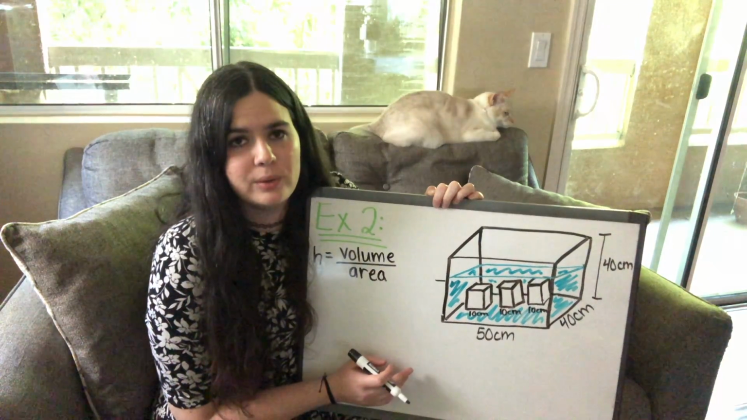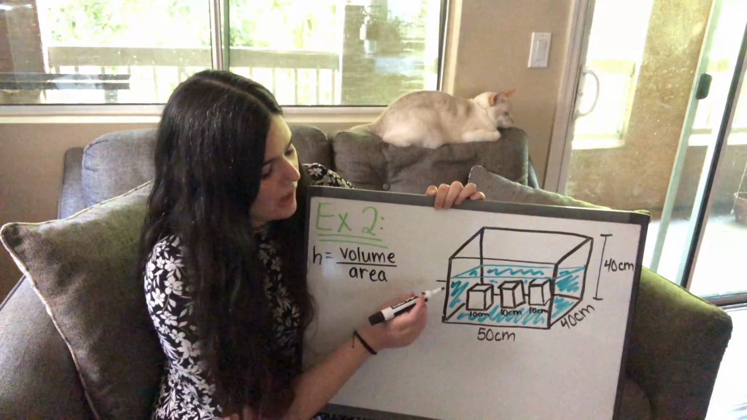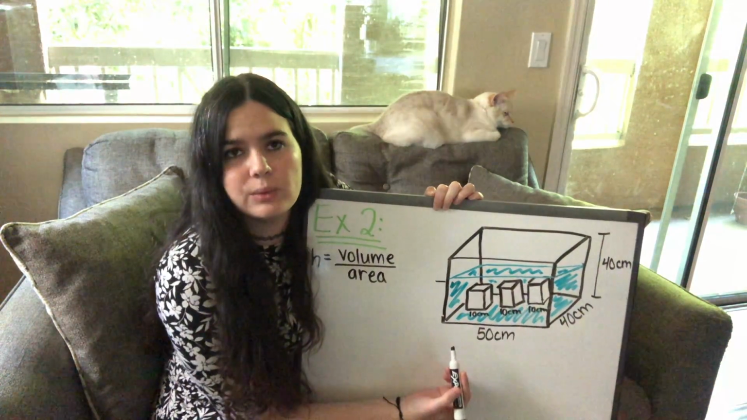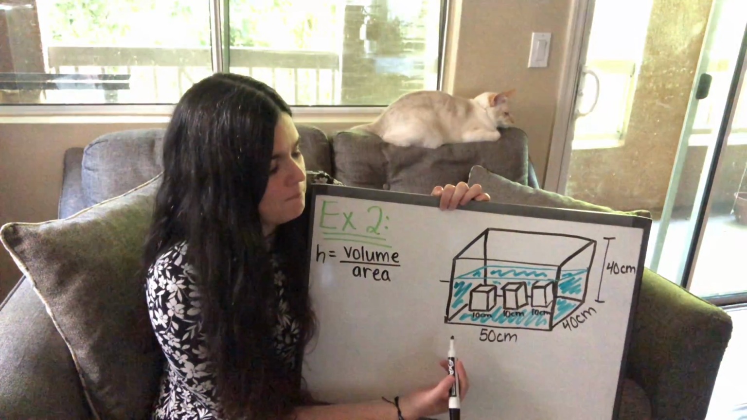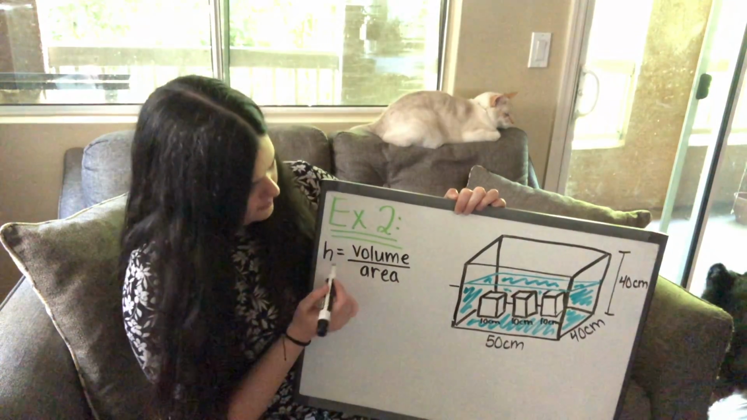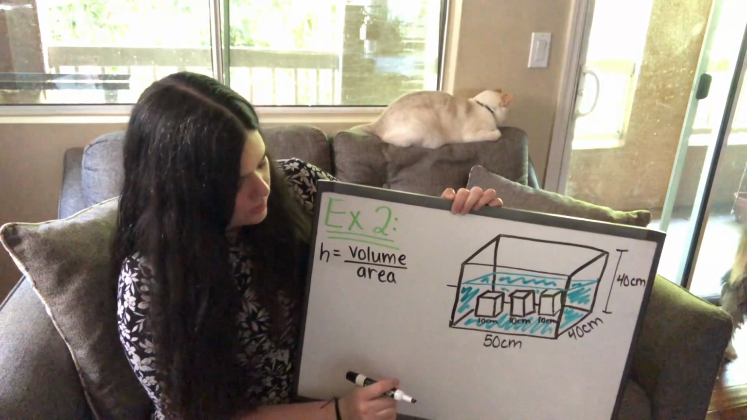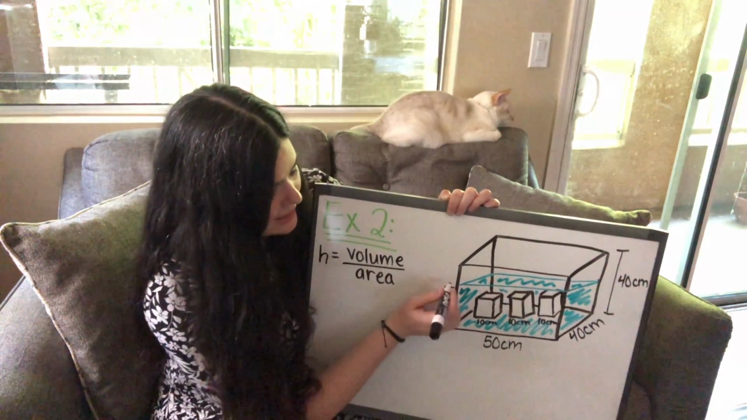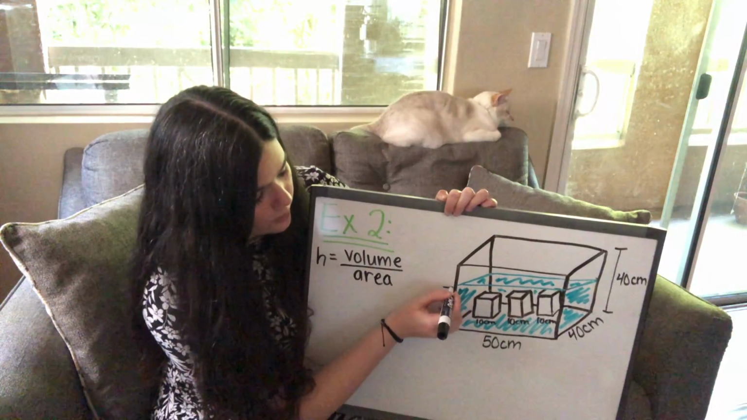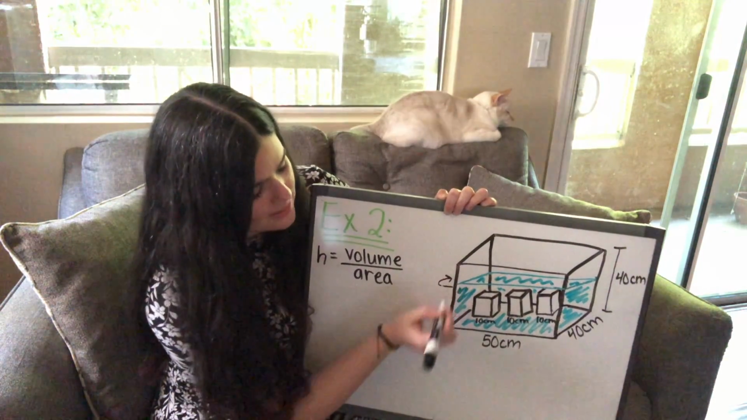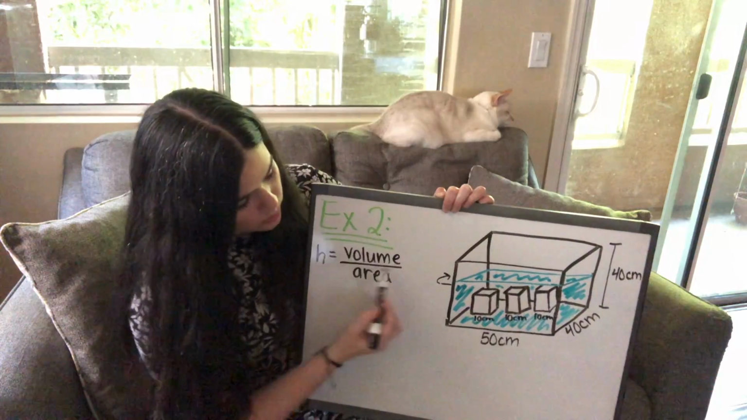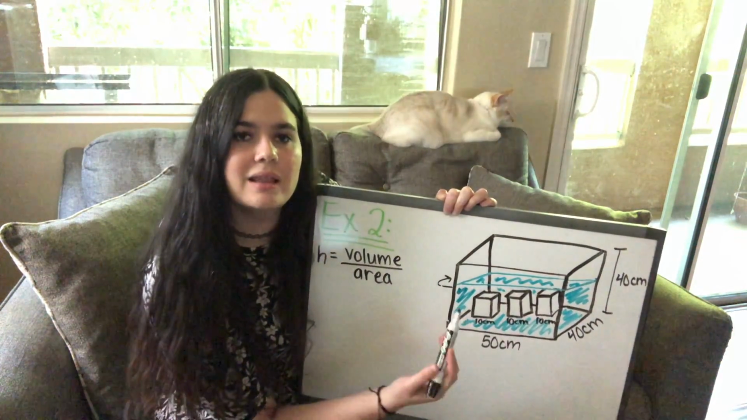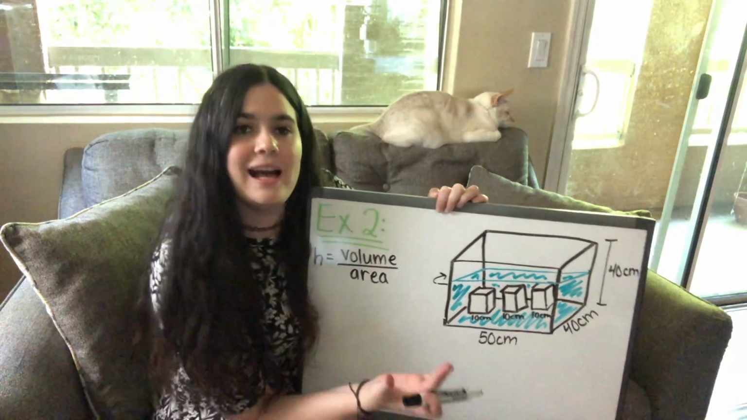For this example, we are going to be looking for how much the water height increased when we added these 3 cubes into this tank. We're going to use this formula right here. Height equals volume divided by area. The height that we're looking for is how much it increases. The volume we're going to use is the 3 cubes. This is because this is how much volume we're adding to the tank.